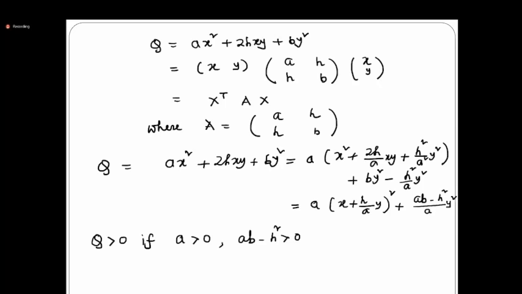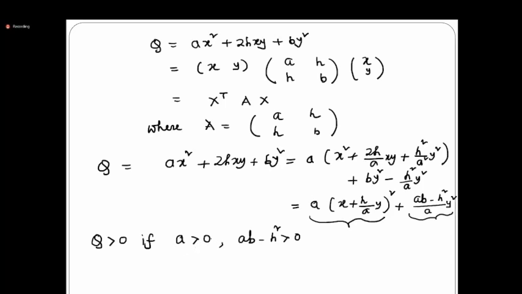Sir, can you please repeat? Yes, I'm repeating again. Our aim is to find out when this quadratic form is going to be positive. If I divide it into two parts, the first part is this one and the second part is this one. In the first part, this squared term is always going to be positive irrespective of the value of x, y, h, and a. So I'm not going to bother about this term. But as a is a product here, a should be positive for the first part to be positive. So a is greater than 0, I am assuming it.